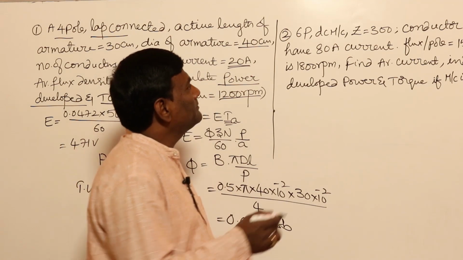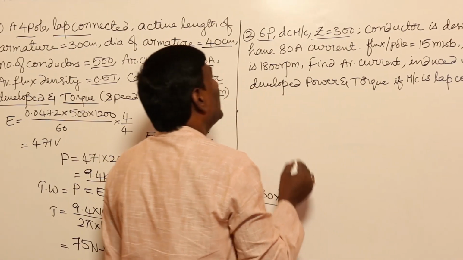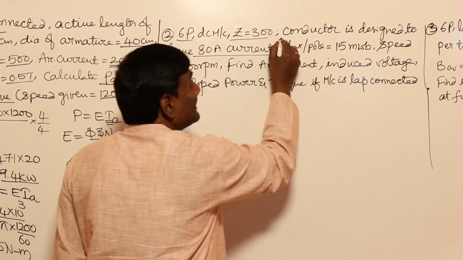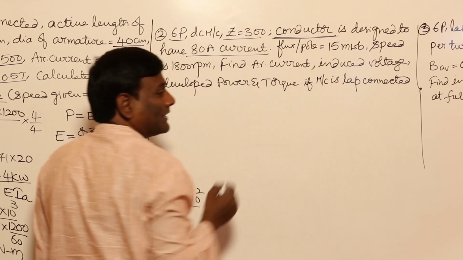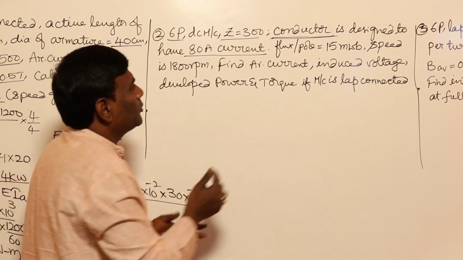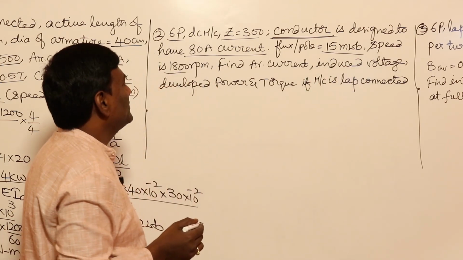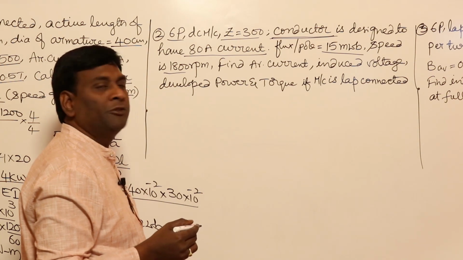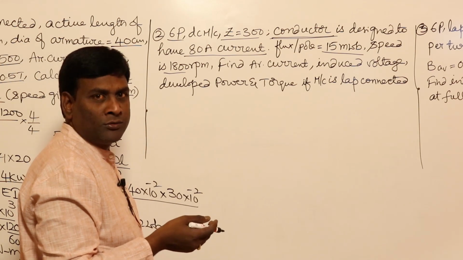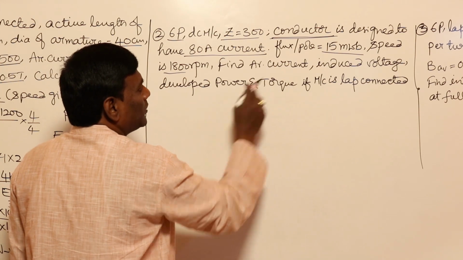Now let us think of the second problem. A 6-pole DC machine. Z they have given. Conductor is designed to have 80 amperes current. Conductor is designed in the sense IC is 80 amperes. Flux per pole they have given. Speed they have given. Find armature current, induced voltage, developed power, torque if machine is lap connected. In this only, we are going to do wave connected also, and we are going to prove a small conclusion.